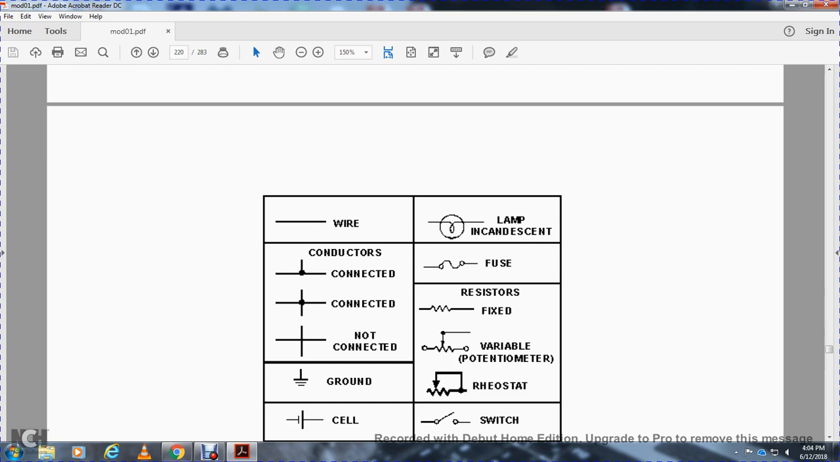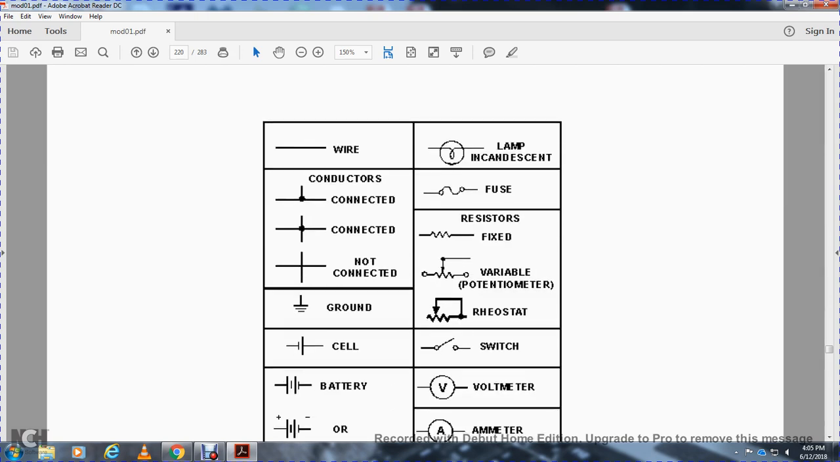A fuse is a wavy line with two ports at the ends of the wavy line. A fixed resistor has a zigzag in it, and a variable potentiometer has a resistor with two ports and a connection with an arrow going to it. A rheostat is just a resistor with a connection from the same current line, with an arrow going to the resistor.